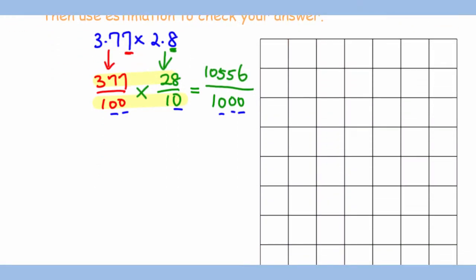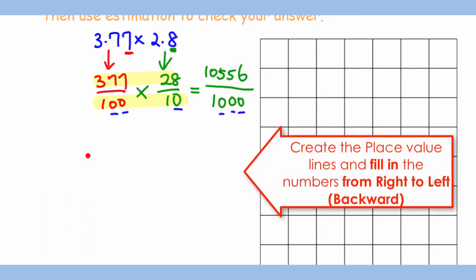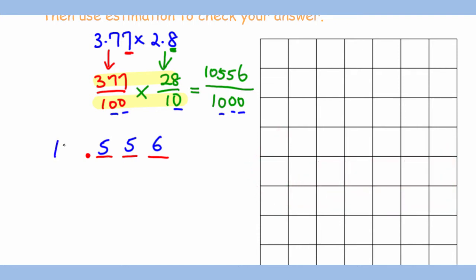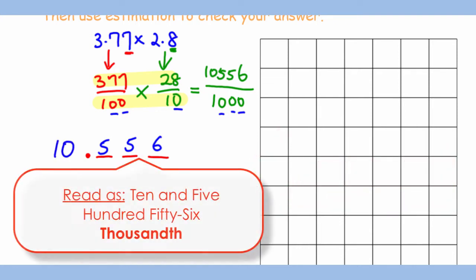Given that our answer is out of 1,000, we can rewrite this as a decimal by first making our place value lines after the decimal point, and then start filling the number in backward, which is 6, 5, 5. And since we need 2 more place values, it will be bumped before the decimal point. So the final answer we get is 10 and 556 thousandths.